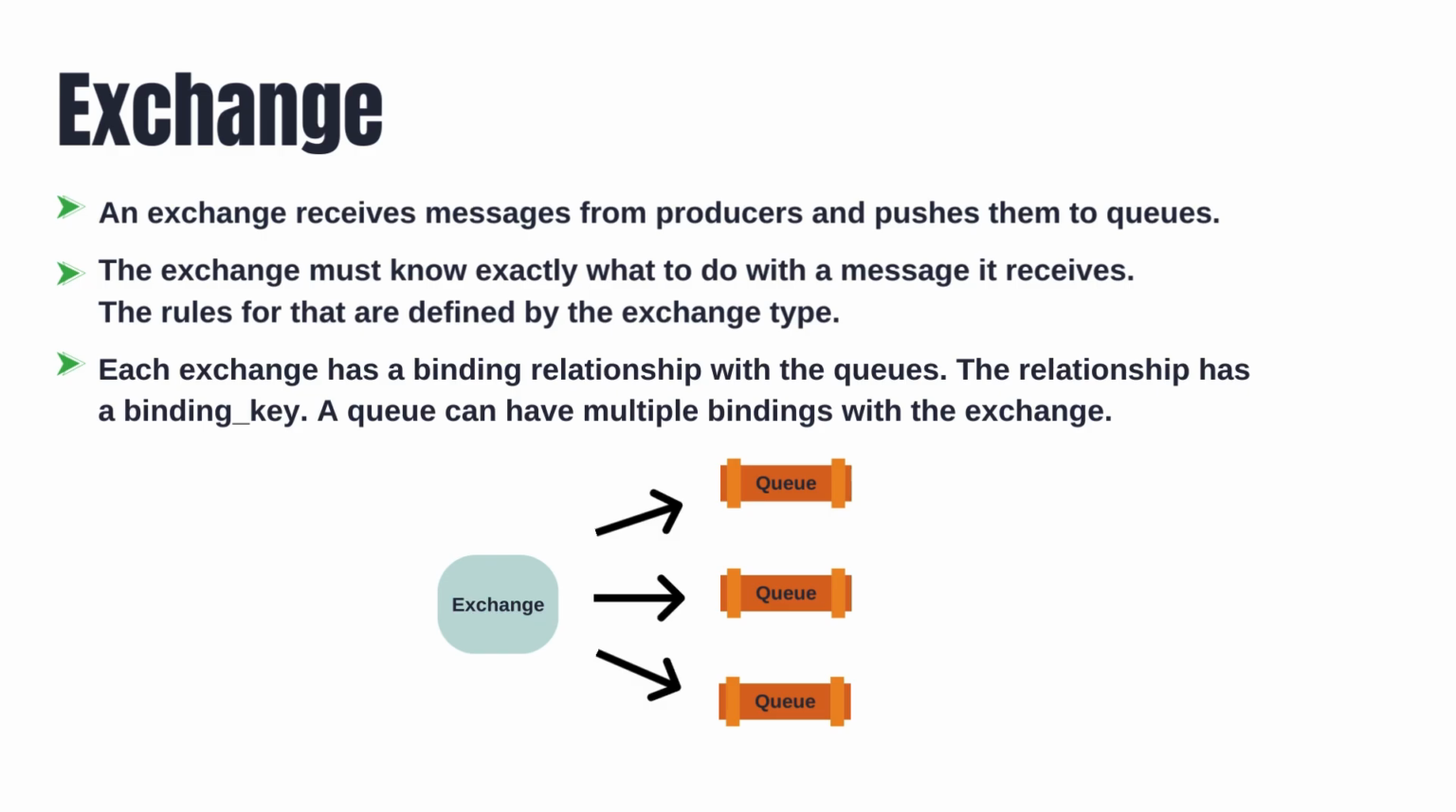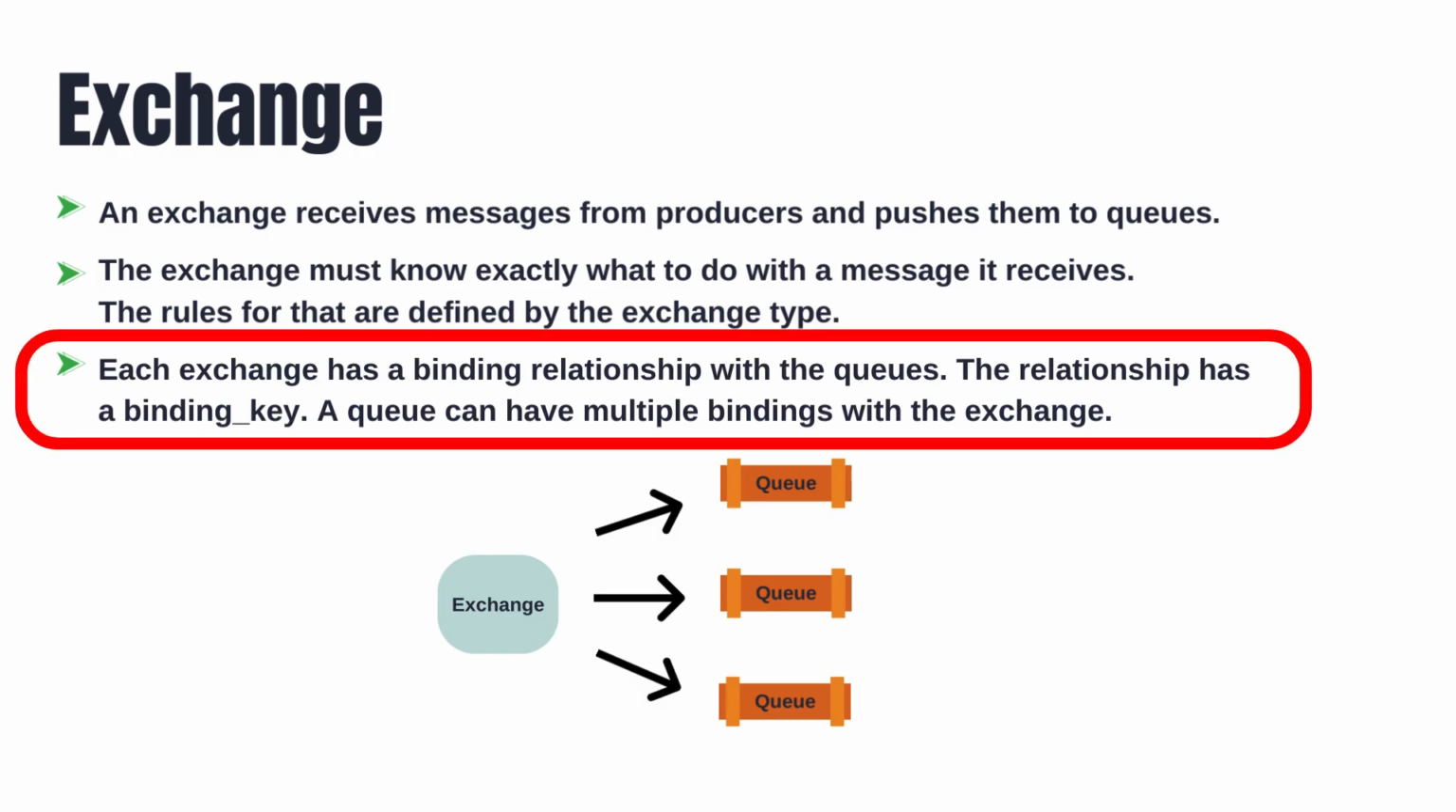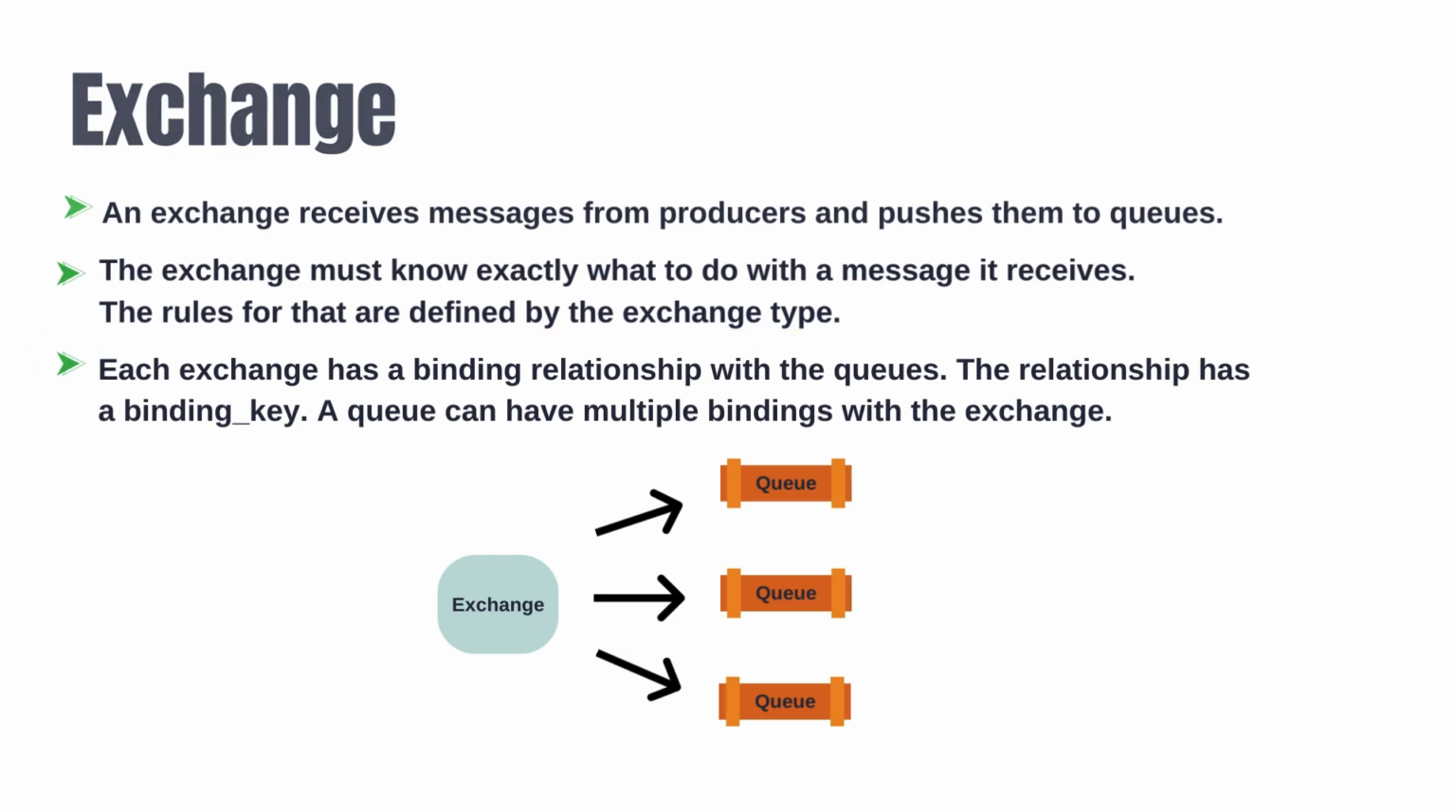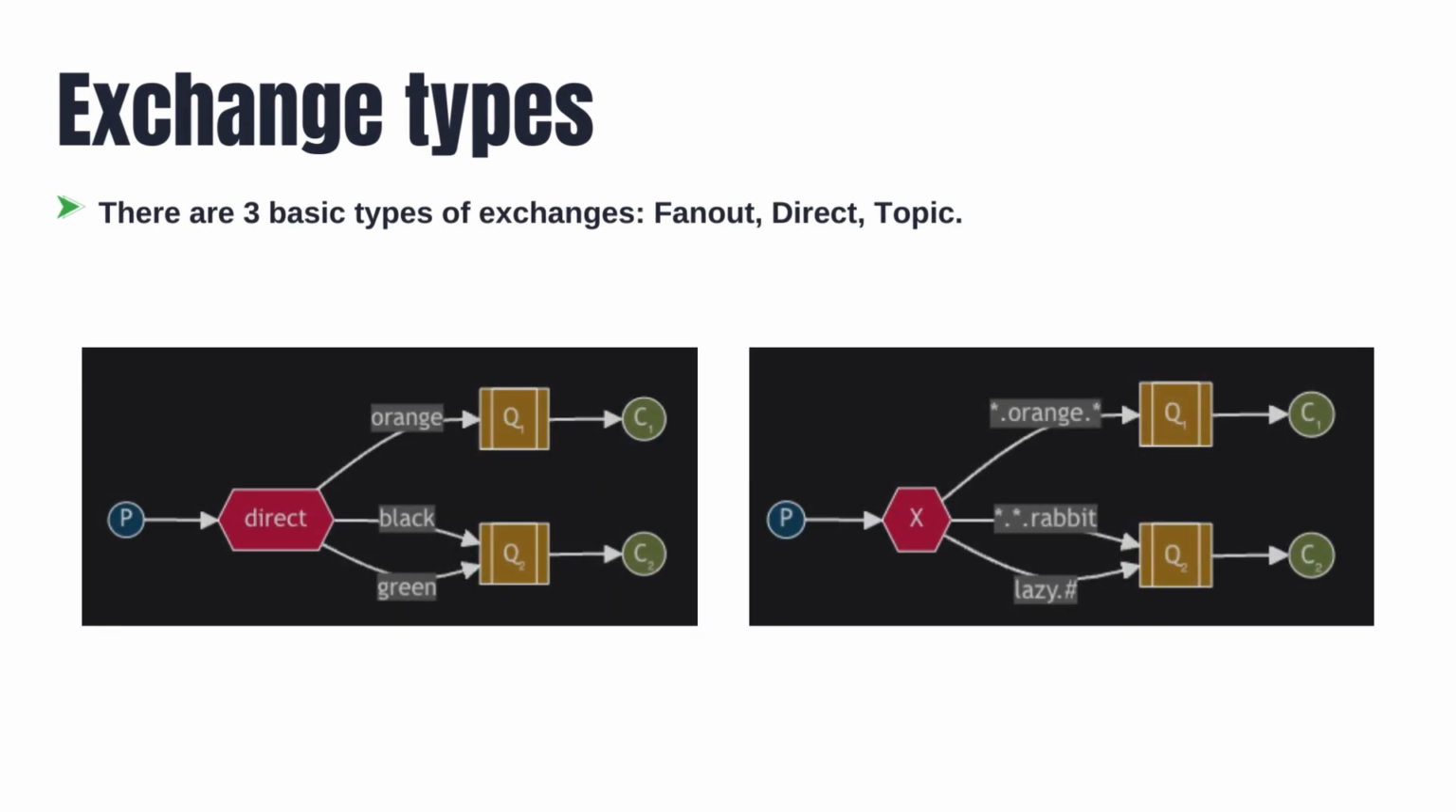Each exchange has a binding relationship with the queues. The relationship has a binding key, which will be used to match the routing key of the message. We're going to discuss this later on in this tutorial. A queue can have multiple bindings with the exchange. There are 3 basic exchanges: fanout, direct, and topic.